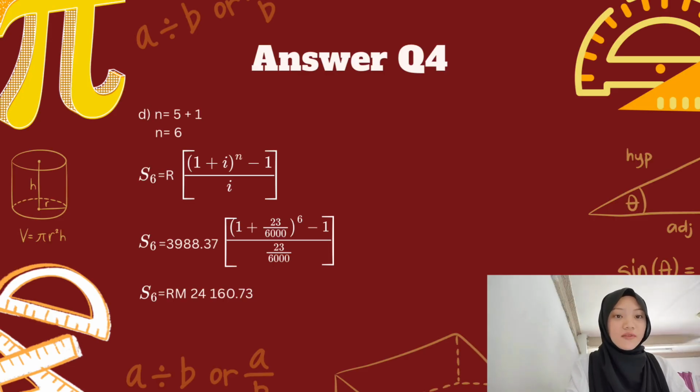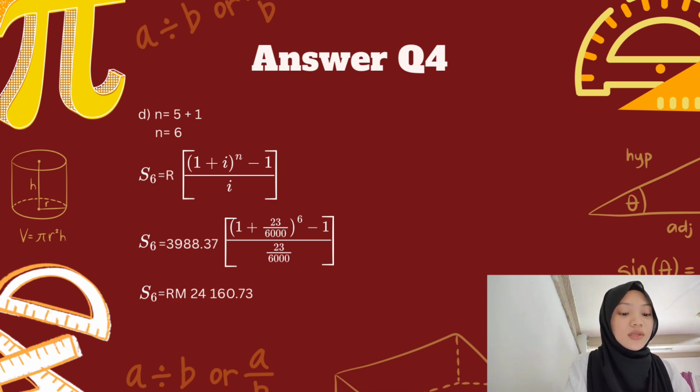For the last question, if he fails to pay the first 5 monthly payments, find the amount he has to pay on the sixth payment to settle the outstanding balance. So in this question, we are asked to find the amount that Amir has to pay on the sixth payment because he failed to pay the first 5 months. We will use the future value formula because we want to know how much Amir should pay on the sixth payment. So first, we need to find the n value with n equals 5 plus 1, so we get n is 6.